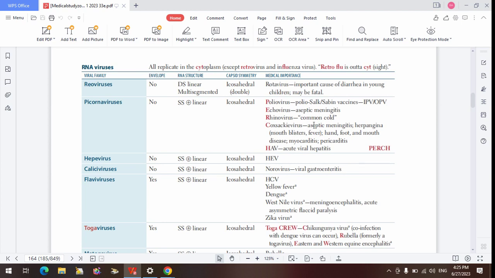Rhinovirus is next. The only peculiarity about rhinovirus is that we have more than 100 strains. The peculiarity for rhinovirus is just the common cold. You have the fever, the coryza, runny nose, sore throat and all those things.